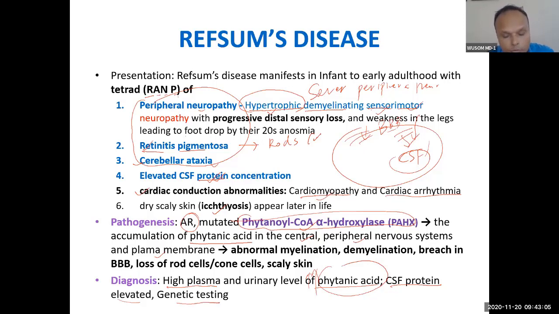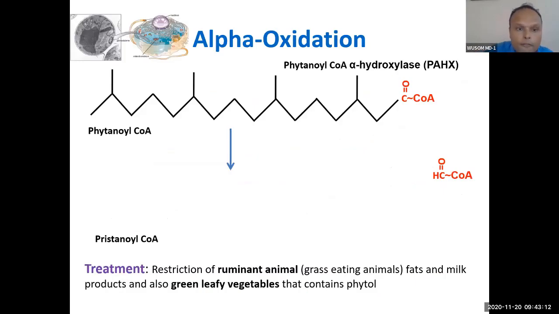And the final, confirmatory diagnosis is always done through genetic testing. So this is phytanic acid. This enzyme is responsible for alpha oxidation. If you see this molecule carefully, this is a branched phytanoyl coenzyme A. So this is the alpha carbon, this is the beta carbon. So the beta carbon has one branching.